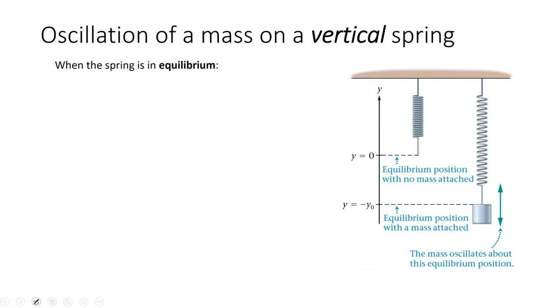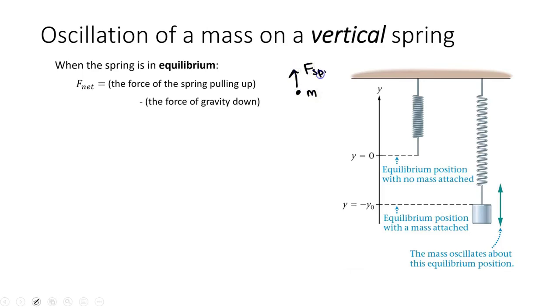What happens if we have a vertical spring? Well, if the spring is vertical, then we just have a shift in the equilibrium position of the spring when we add the mass. So let's see how that works here. When the spring is in equilibrium, the net force acting on the mass that's hanging on the spring is equal to the force of the spring pulling up on the mass minus the force of gravity downwards. So if we were to draw a free body diagram for our mass on the spring, it would be F spring upwards, and then the force of gravity, which is going to be mg downwards.